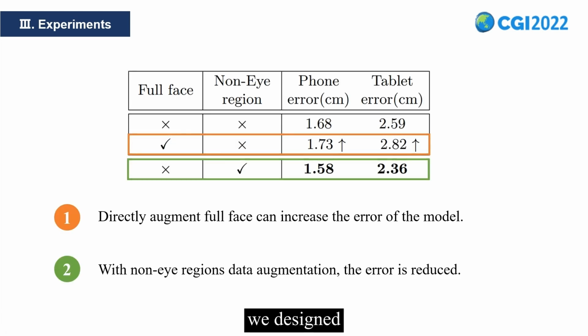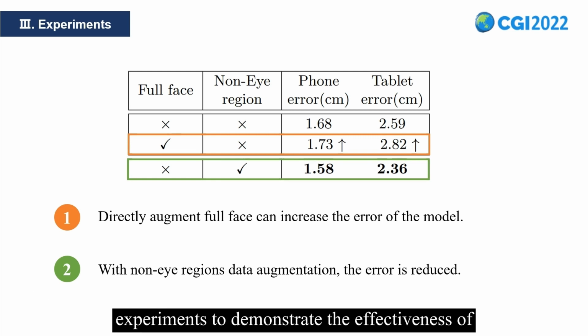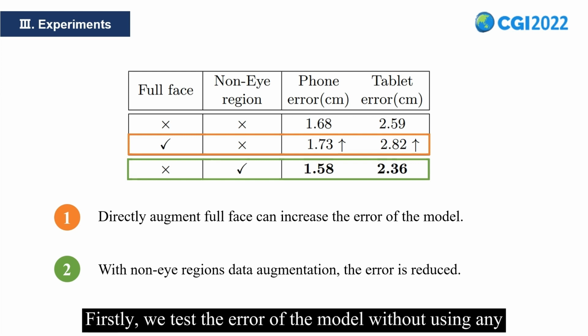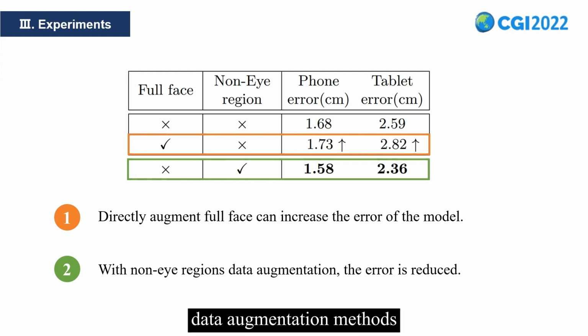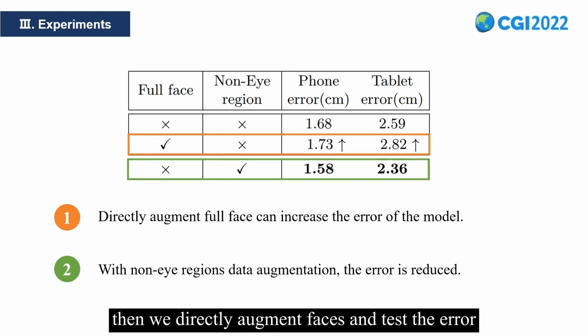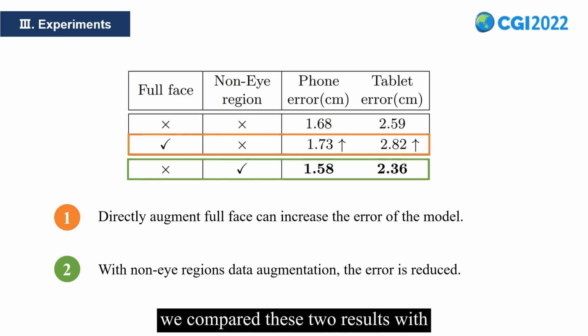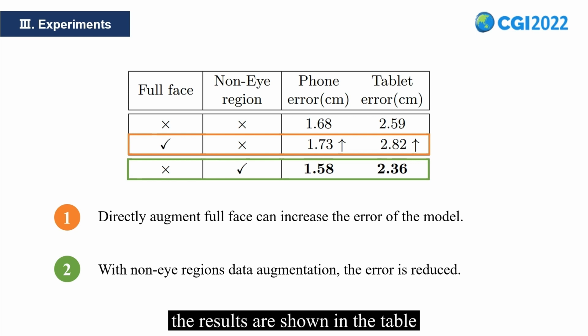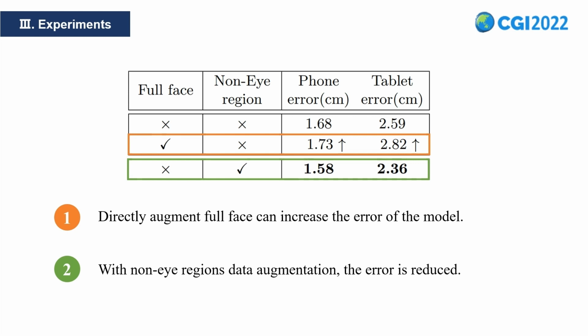In this section, we design experiments to demonstrate the effectiveness of the proposed method. Firstly, we test the error of the model without using any data augmentation methods. Then, we directly augment full faces and test the error. We compare these two results with the result obtained by training with our proposed method. The results are shown in the table.